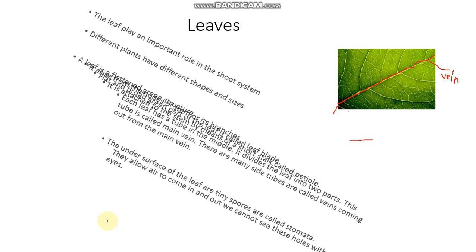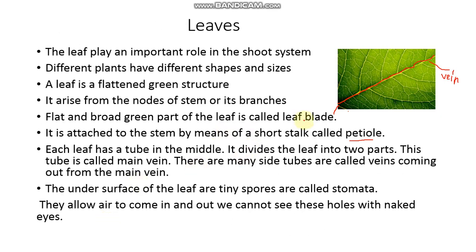Here, leaves play an important role. They have different sizes and shapes. The leaf blade is green in color and flat in structure, and it is attached by a short stalk called the petiole. The main vein divides the leaf into two parts. The side veins grow from the main vein.